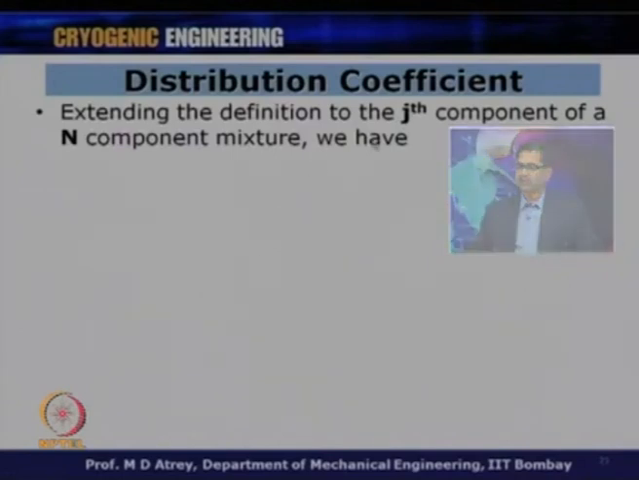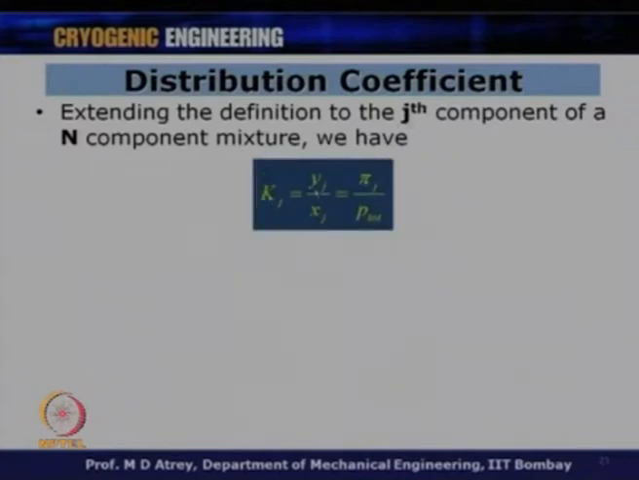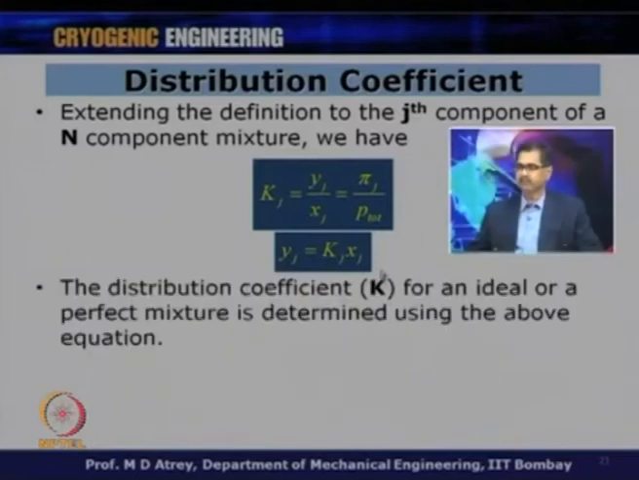Extending this generally to the jth component, I have Ka, I have Kb, and for a n component mixture I will have Kj equal to Yj upon Xj, and this will be equal to pi j upon P total. Here pi j is the vapor pressure of the jth component at a temperature T, and P total is the mixture pressure. Again, this is the distribution coefficient for the jth component, which is going to be constant. So, Yj is equal to Kj Xj, which is what we know.